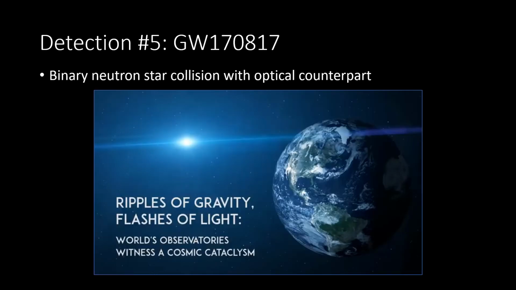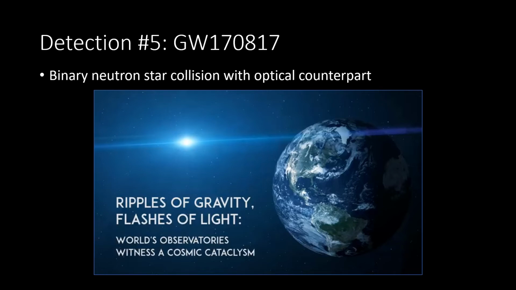Moving on now to detection number 5. This one was really cool because it was the first binary neutron star merger where we detected gravitational waves. So instead of having 2 black holes spiraling and merging together, in this case we had 2 neutron stars, or the cores of dead massive stars, collide.